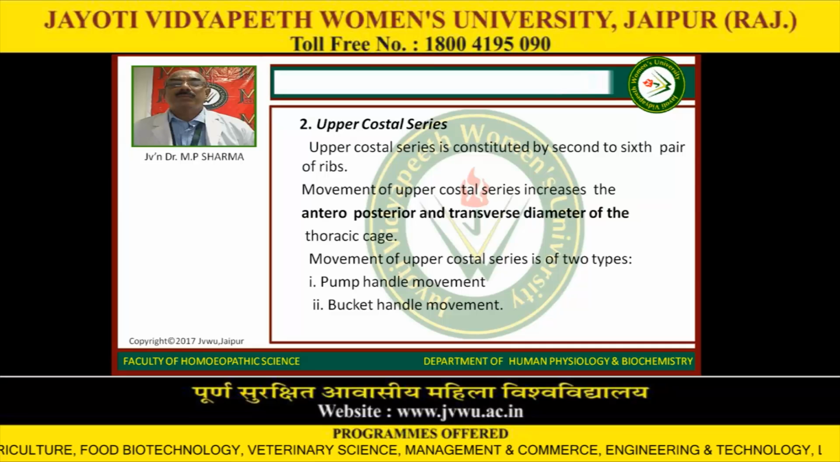Number 2, the upper costal series is formed by the second to third pair of ribs, and movement of the upper costal series increases the anterior-posterior and transverse diameter of the thoracic cage. Movement of the upper costal series is of two types, pump handle movement and bucket handle movement.